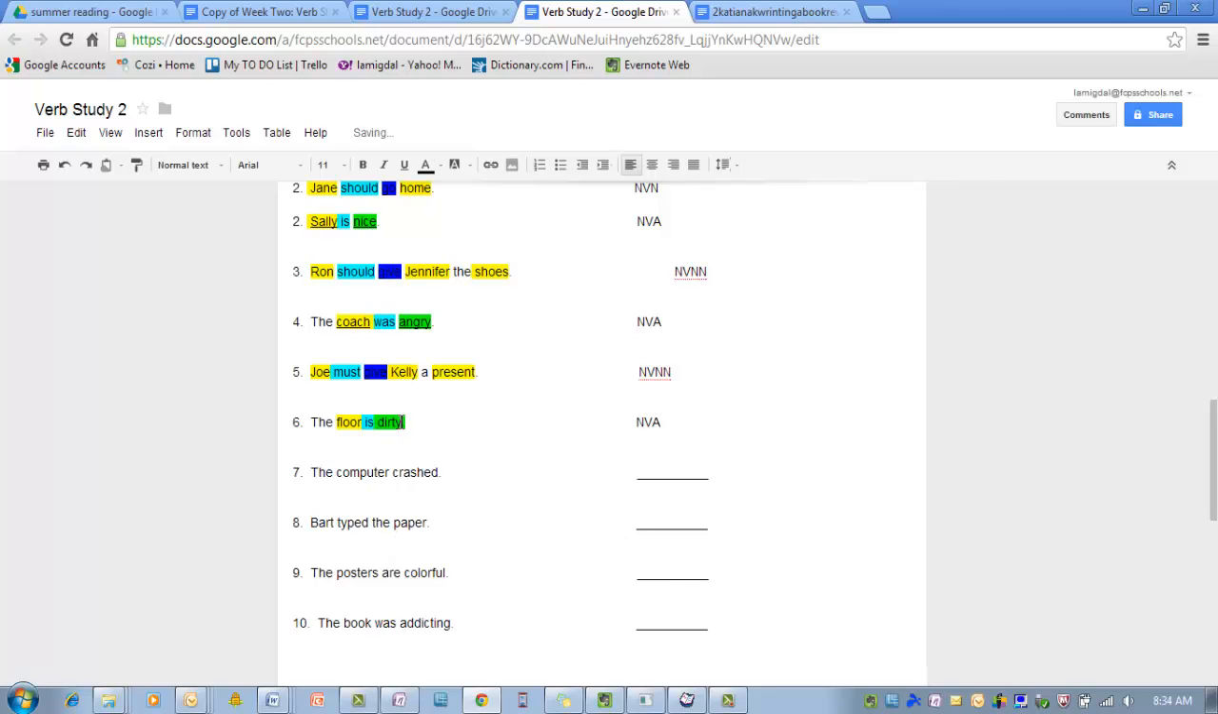Oops, I forgot to underline. Dirty. Underline, it describes the floor. Oops, having a little trouble there.